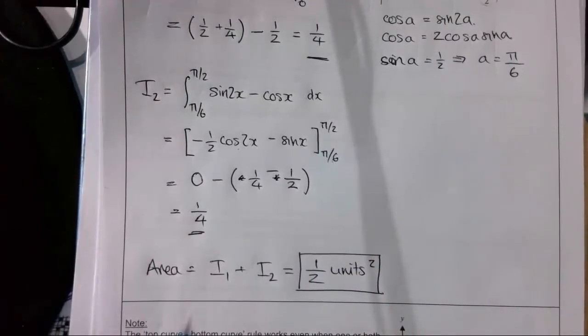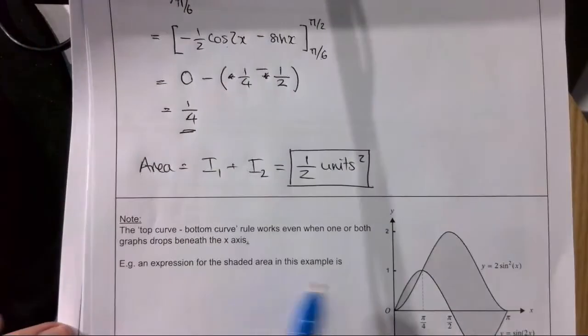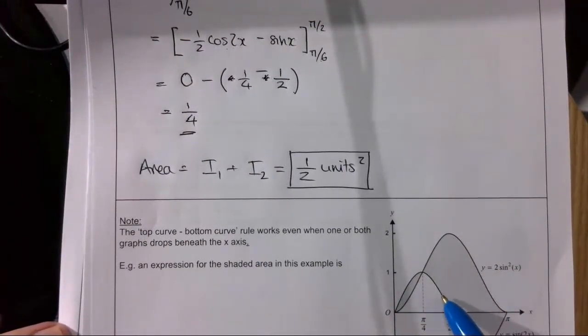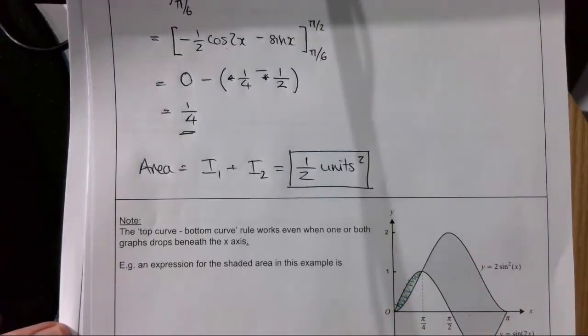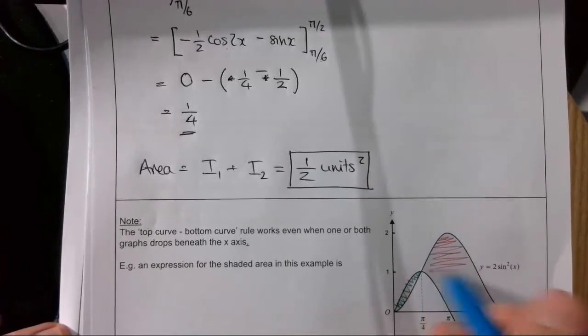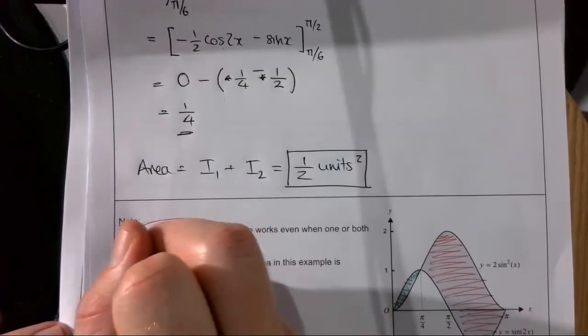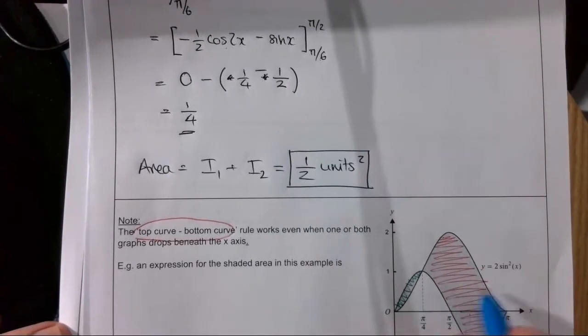Good stuff. Okay, final thing before we finish, I just want you to notice this. This is in a past exam question from year 2001, and you'll notice that one of the curves here dips beneath the x-axis, so in terms of the signed area, you've got a negative area going on here. But what I want you to understand is that the general rule of the top curve take away the bottom curve works even when one of the curves is below, or even if both are below. And it will give you the overall area.